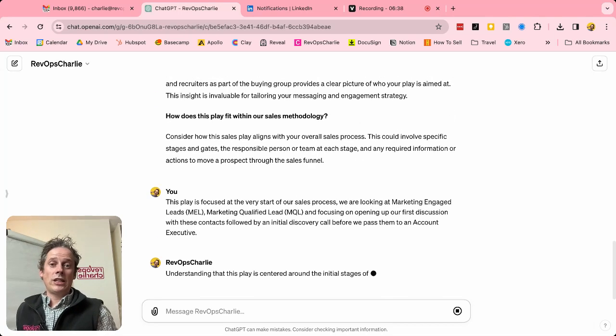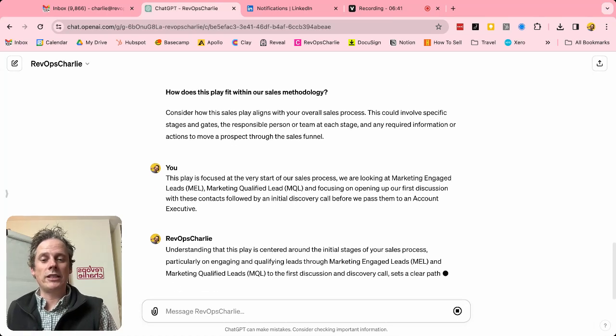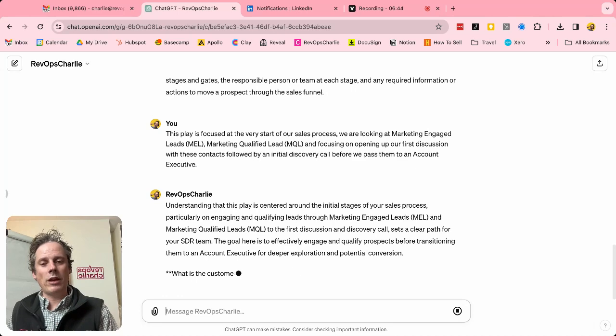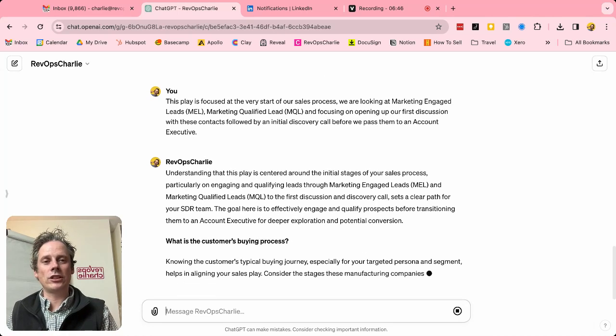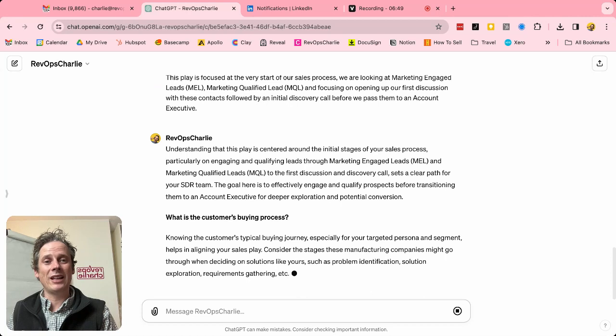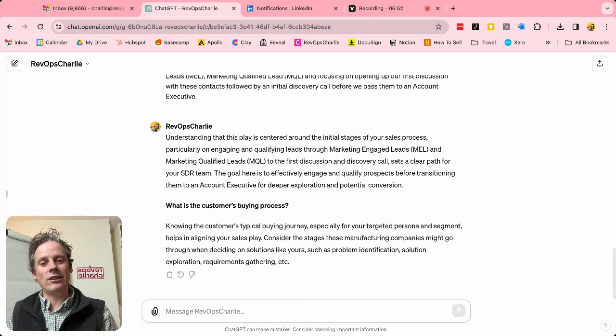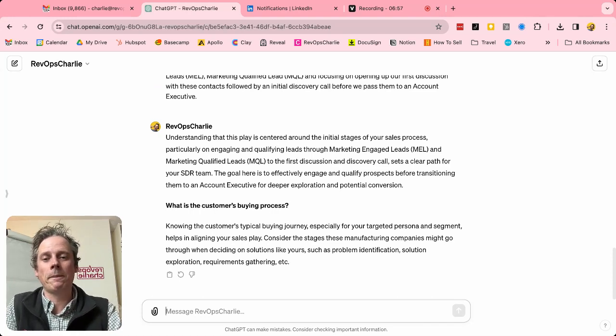So one of the key things of this process with the GPT is just getting you to think through where your play is focused and who it's actually going to be helping, because building it around that SDR or that AE or that CSM or account manager and what they're trying to do is what's so important here. What is the customer's buying process? So knowing the customer's typical buying journey, especially for this target persona and segment, will help to align the play. Consider the stages that these manufacturing companies might go through when deciding on a solution like yours, such as problem identification, solution exploration, and so on.